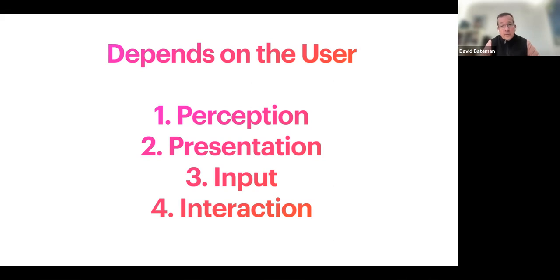Most people don't think about perception as a part of this, but you have to think about the needs of the person with a disability as a part of this. It's vital we pay attention to this. Now let's talk about the second one, presentation. I'll walk you through this one.